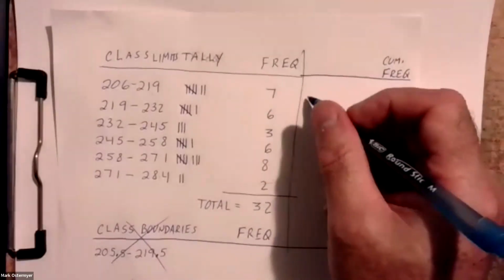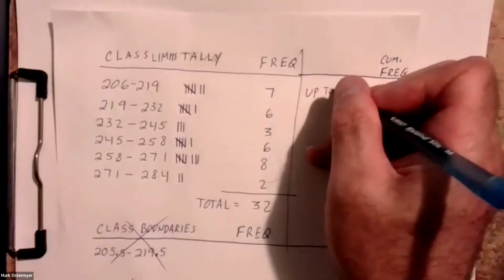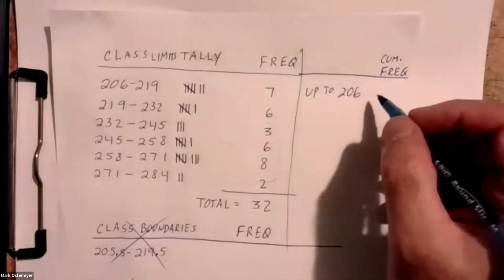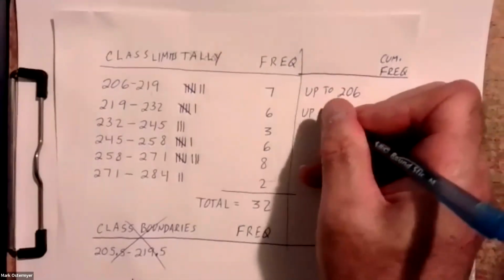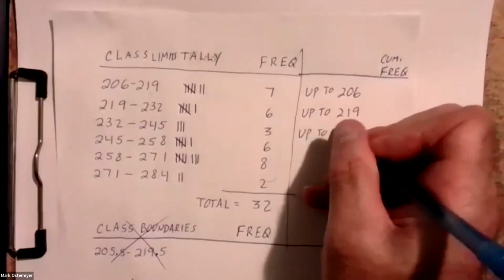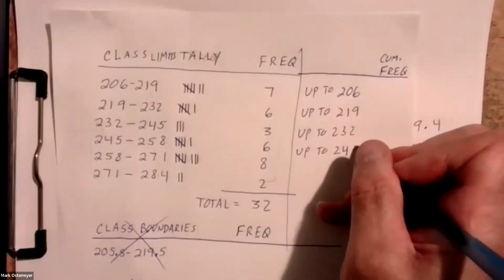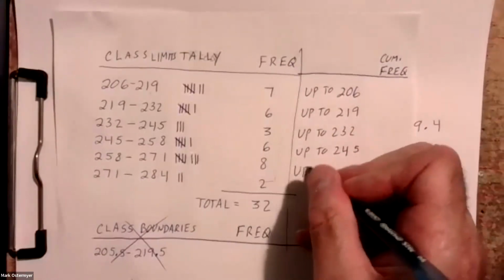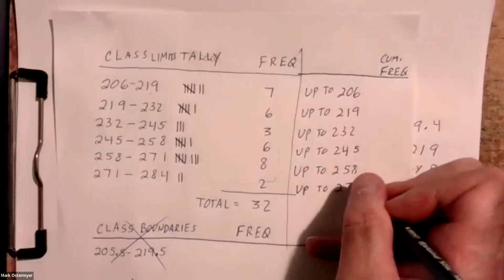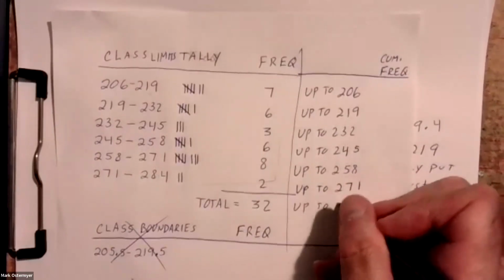Well, we'll have a class here that goes all the way up to 206. So up to 206. And then we'll have a class that goes up to what? 219. Then up to 232. Up to 245. Up to 258. Up to 271. And up to 284.